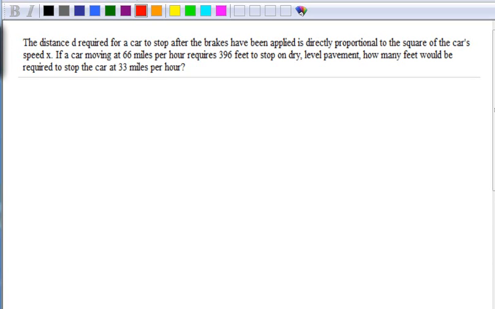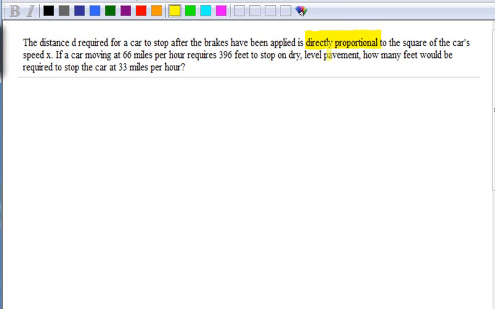In this word problem, we're going to see how to apply a directly proportional type word problem. Let's go ahead and read just the first sentence. The distance d required for a car to stop after the brakes have been applied is directly proportional to the square of the car's speed x. The most important words in the first sentence are "directly proportional."